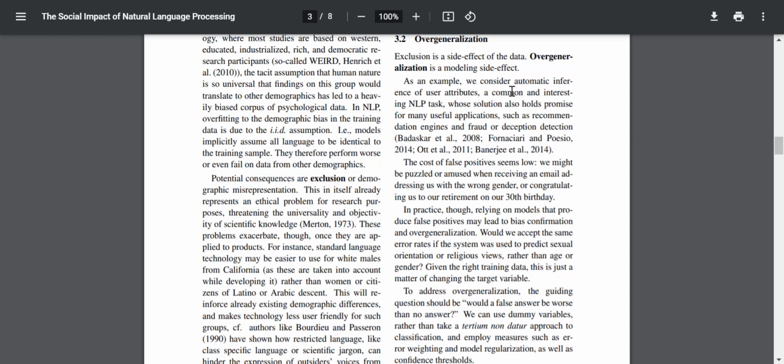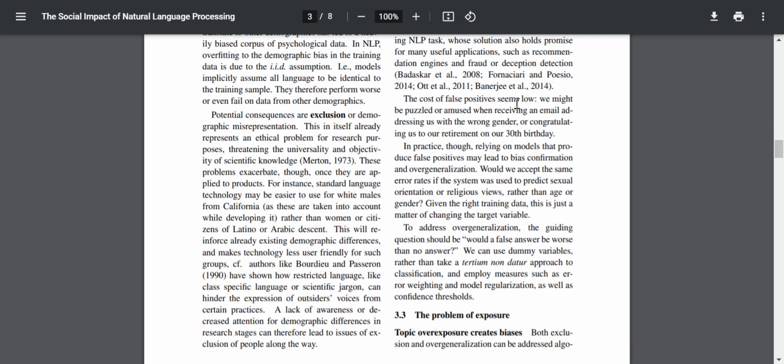As an example, we consider automatic inference of user attributes, a common and interesting NLP task whose solutions also hold promise for many useful applications such as recommendation engines. Overall, the cost of false positives seems low. We might be puzzled or amused when receiving an email addressing us with the wrong gender or congratulating us on a retirement on our 30th birthday. In practice, though, relying on models that produce false positives may lead to bias confirmation and overgeneralization.